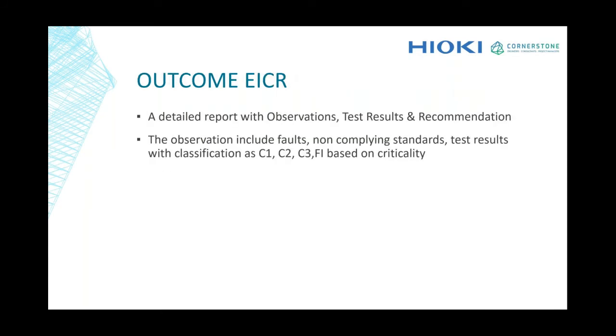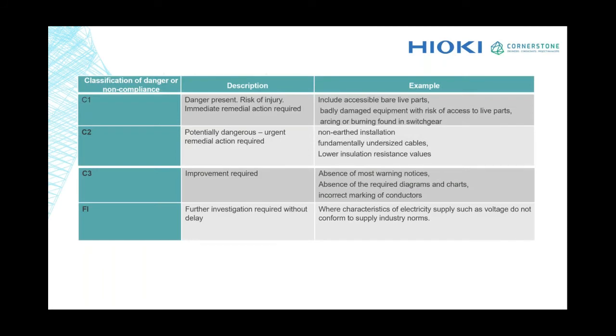Then we can discuss the outcome. That's the EICR, Electrical Installation Condition Report, which is a detailed report with observed faults and its recommendation. Then the observed faults will be classified as C1, C2, C3, and FI. FI means further investigation required. Then this is the classification and the description of faults that you can read.